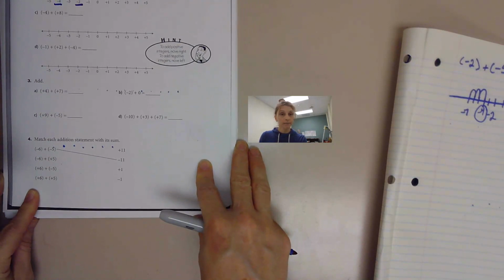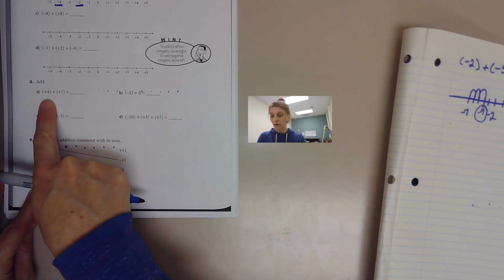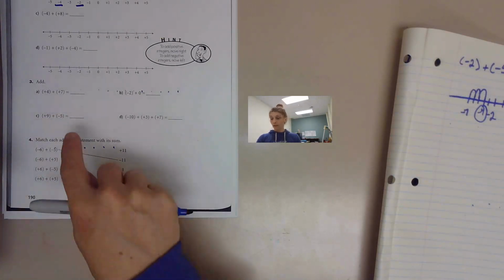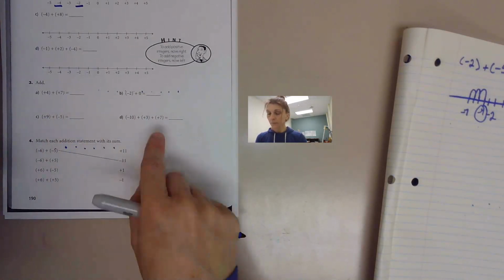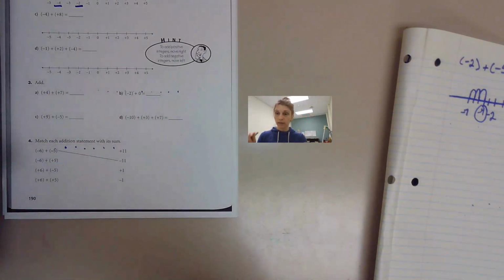Number 3. Add positive 4 plus positive 7. Now, on number 3, you can do this however you want. You can just do it mathematically with the numbers, do it. If you want to use tiles, use tiles.